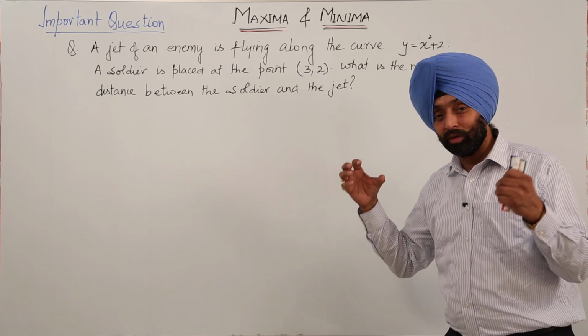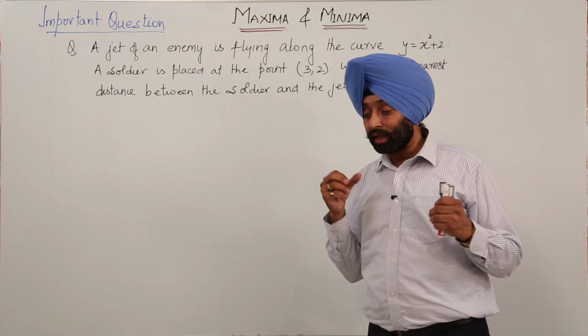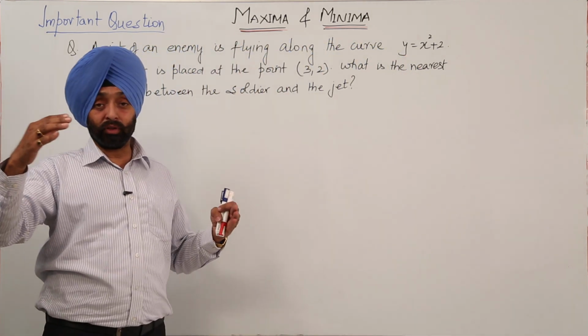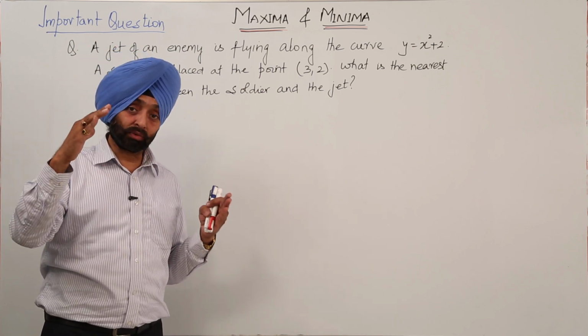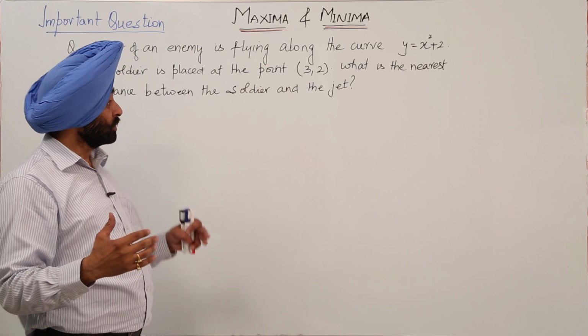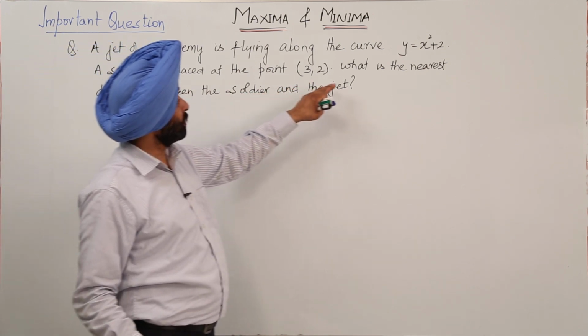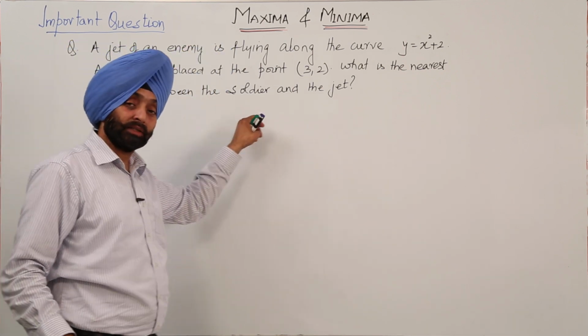At what time should he shoot the plane? He can shoot it when the distance between the plane and the soldier is the least, then only he can shoot it. So that's what the question is. A soldier is placed at the point (3, 2). What is the nearest distance between the soldier and the jet?